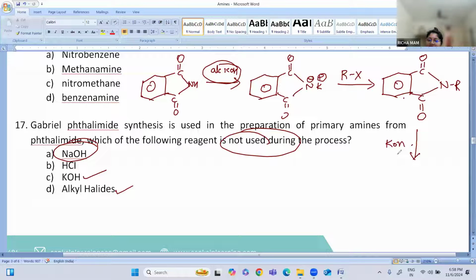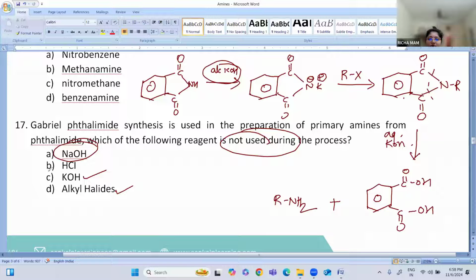So if I treat it again with aqueous KOH, here I'm going to use aqueous alcoholic. Now what am I going to get? So this is the product. I'm going to get phthalic acid, plus primary amine, right?